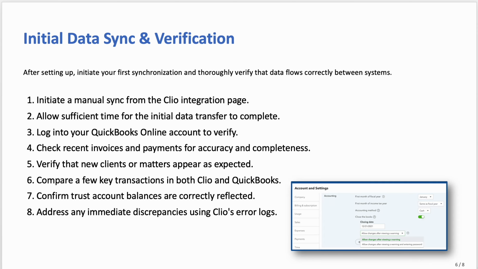After that, initial data syncing and verification. After setting up, initiate your first synchronization so you can verify that the data flows correctly. Initiate a manual sync from the Clio integration page and allow sufficient time for the initial data transfer to complete. Log in to your QuickBooks Online account to verify and check the recent invoices and payments for accuracy and completeness. Then guys, compare a few key transactions in both Clio and QuickBooks and confirm that trust account balances are correctly reflected. Then address any discrepancies using the Clio error log.